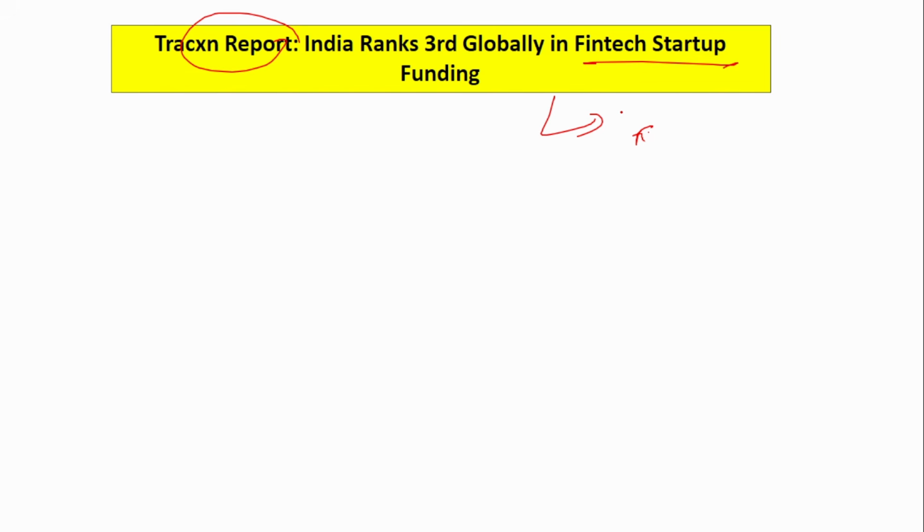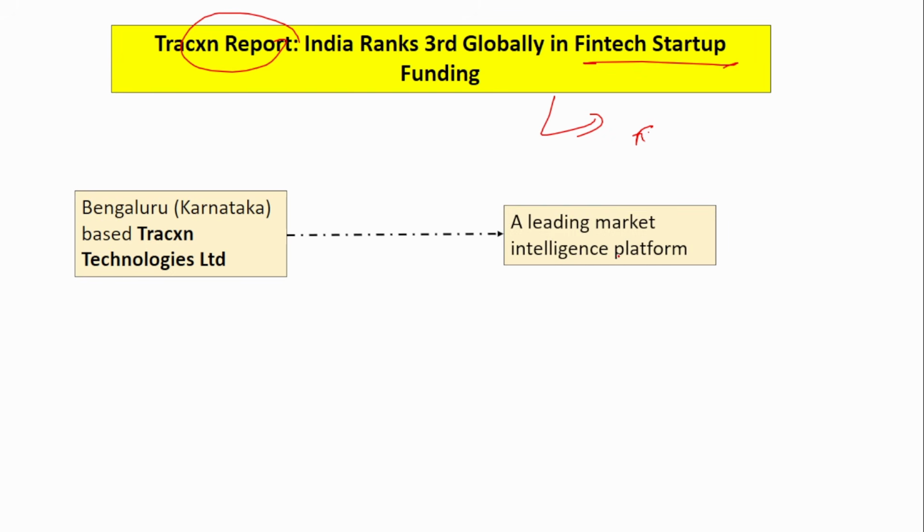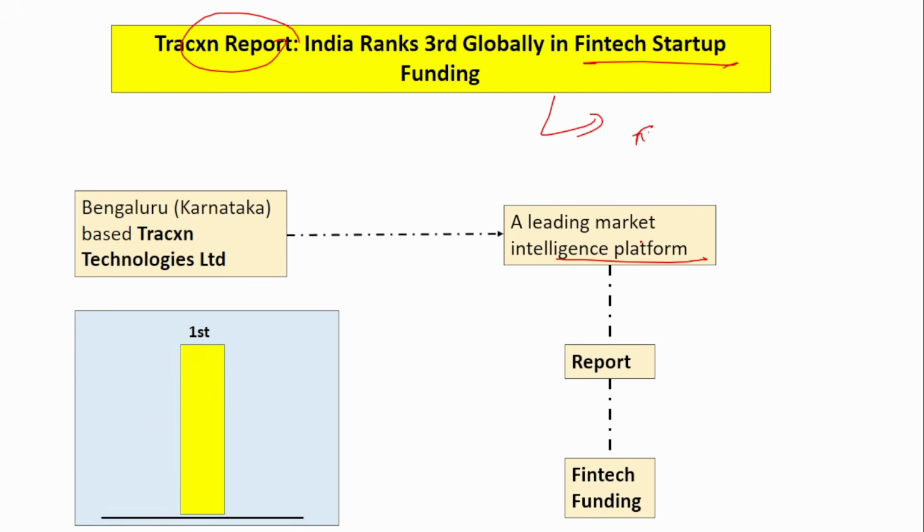And who has released this report? Traxcn has released this report. The Bengaluru based Tracxn Technologies Private Limited, which is a leading market intelligence platform, has released this report. In this, the first country that has received the maximum funding is USA, followed by UK, and India is in the 3rd place. Remember, first place is USA, second is UK, United Kingdom, and 3rd is India.